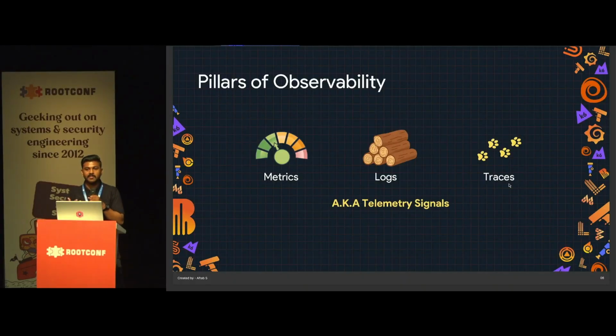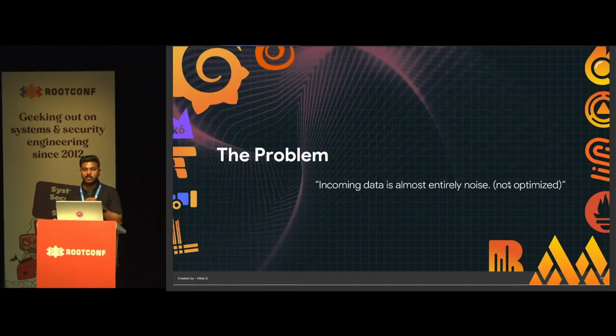And even for a powerful data visualization tool like Grafana or other data visualization tools out there, when you feed this much amount of data into the data visualization tools, it usually gets stuck. I mean, it finds it harder to visualize it. So that's the problem. The incoming data is almost entirely noise. In other words, you could say it is not optimized. So that's a problem, right?